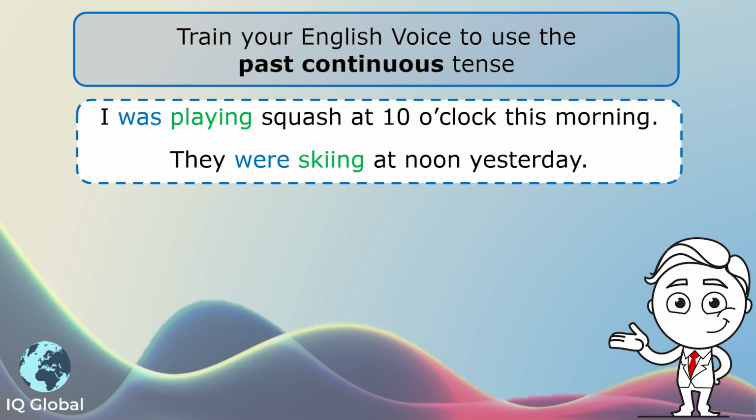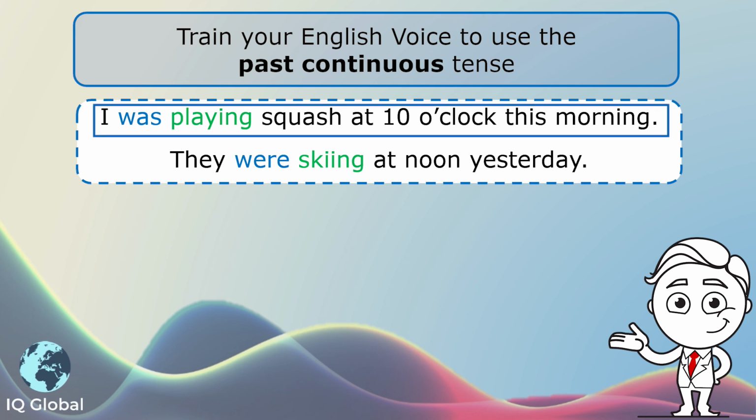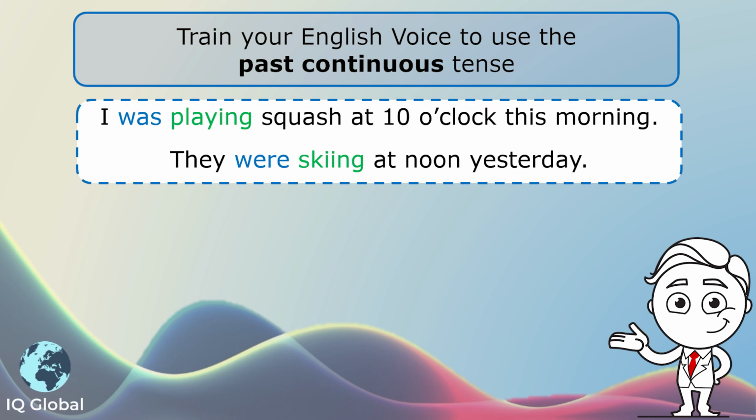Have a look at sentence example 1. I was playing squash at 10 o'clock this morning. So here we have a specific time in the past, 10 o'clock this morning. We have the subject I, so we use was to tell us it was in the past. And we have verb plus ing, playing, which makes it continuous. So that is a past continuous sentence.